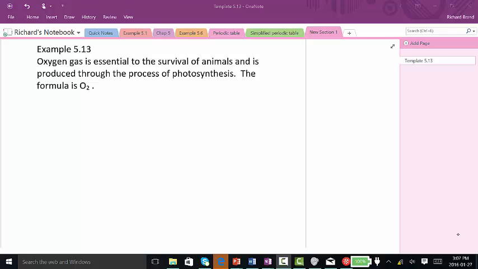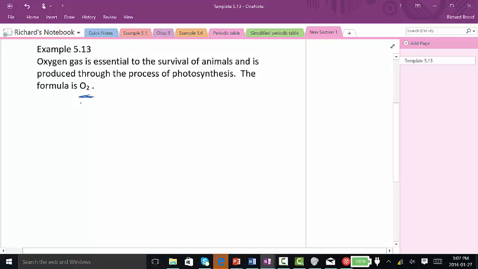Example 5.13. Oxygen gas is a molecular substance. It's a molecule that's made up of just oxygen atoms, so the formula is O2. There are two oxygen atoms somehow joined together with some sort of chemical bonding. Let's investigate this by drawing the Lewis electron dot diagram for the molecule O2.